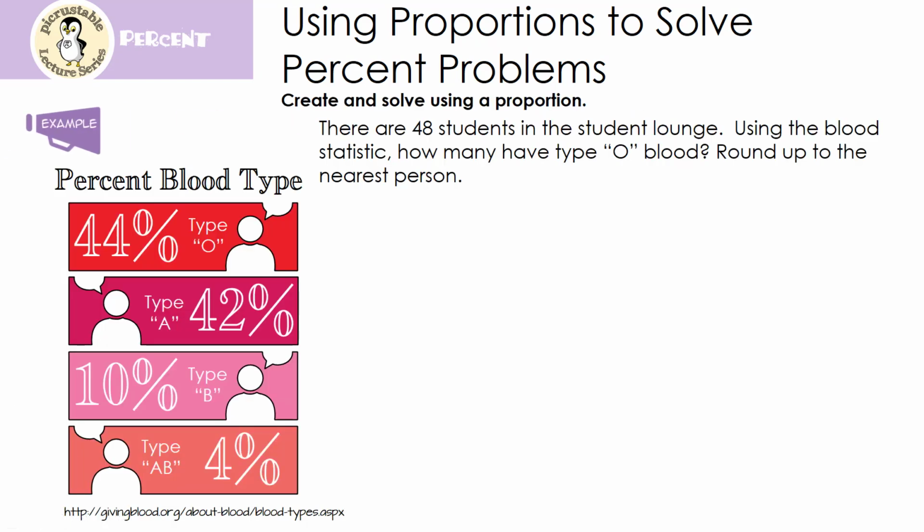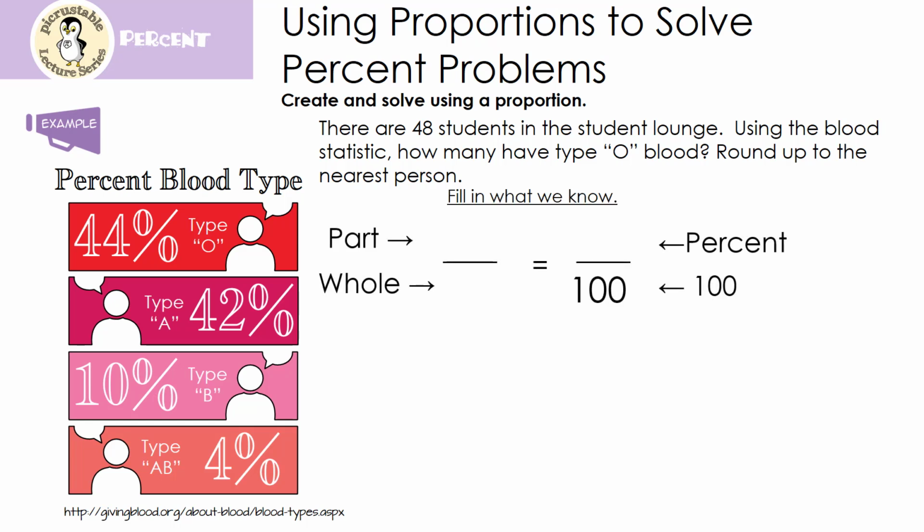Let's look at our first example. There are 48 students in the student lounge. Using the blood statistic, how many have type O blood? Round up to the nearest person. Let's remember our formula and fill in what we know. We know that there are 48 students in the lounge. And if we look at our blood statistic, 44% of them are type O blood. We're trying to find the part out of 48 that have O type blood. So we're going to put B there for blood.